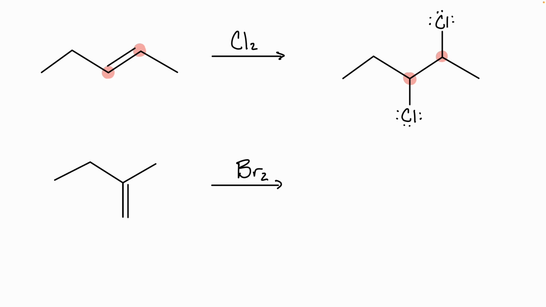Don't forget your lone pairs when you're drawing your bond line structures, your halogens. When you write it in this condensed formula here, they don't bother putting in lone pairs. But when you do your bond line structures, you have to make sure everything's got a complete octet, that everything's got their lone pairs.